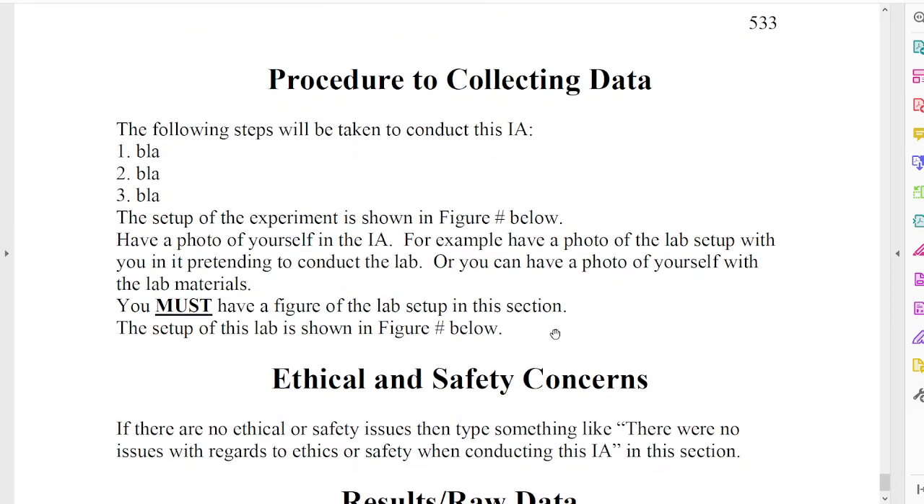Next section, procedure to collecting data. The following steps will be taken to conduct this IA. Step 1, Step 2, Step 3, Step 4. Okay. The setup of the experiment is shown in figure something below. Okay. So have a photo of yourself in the IA. For example, have a photo of the lab setup with you in it pretending to conduct the lab. So your lab partner can take a photo. Or you can have a photo of yourself with the lab materials here.